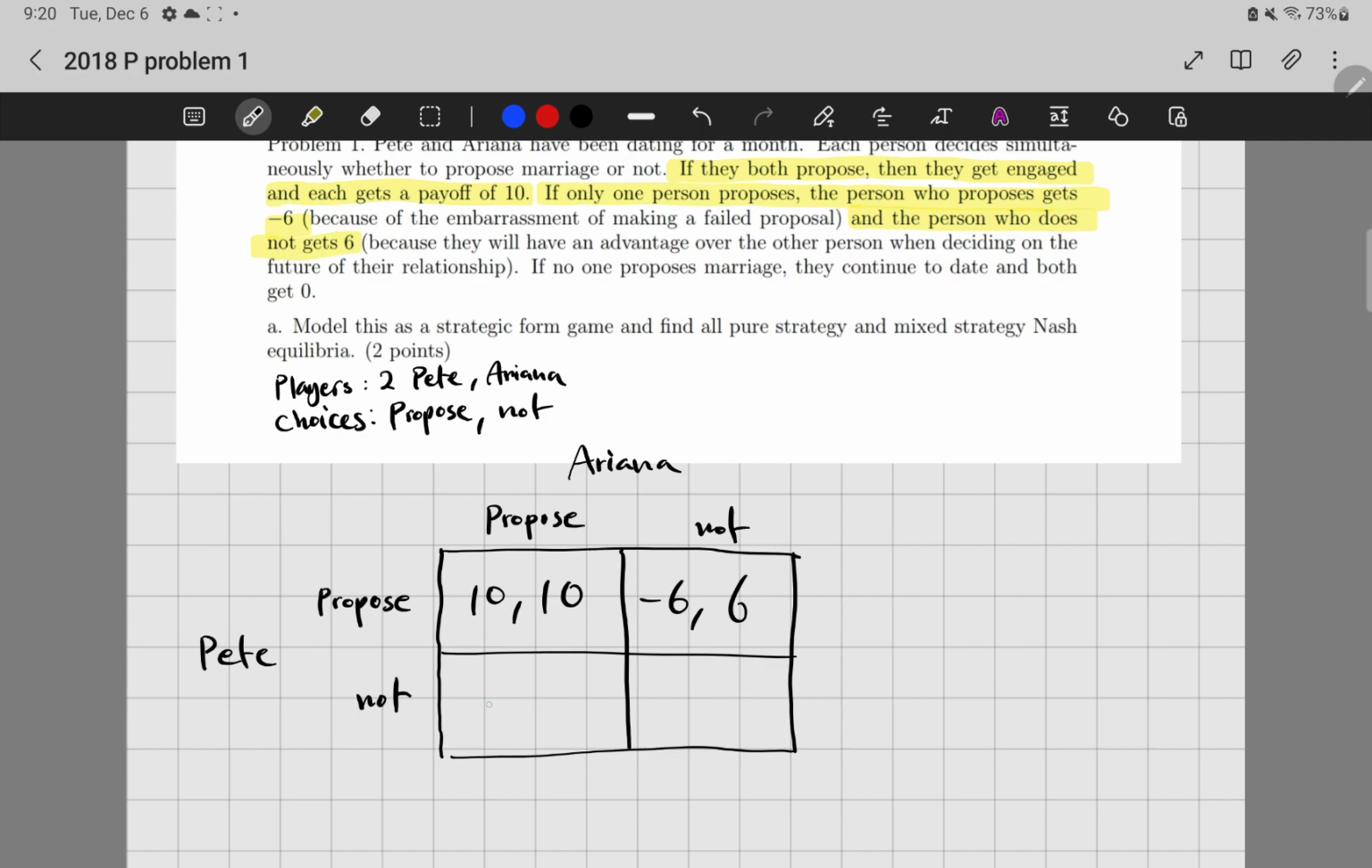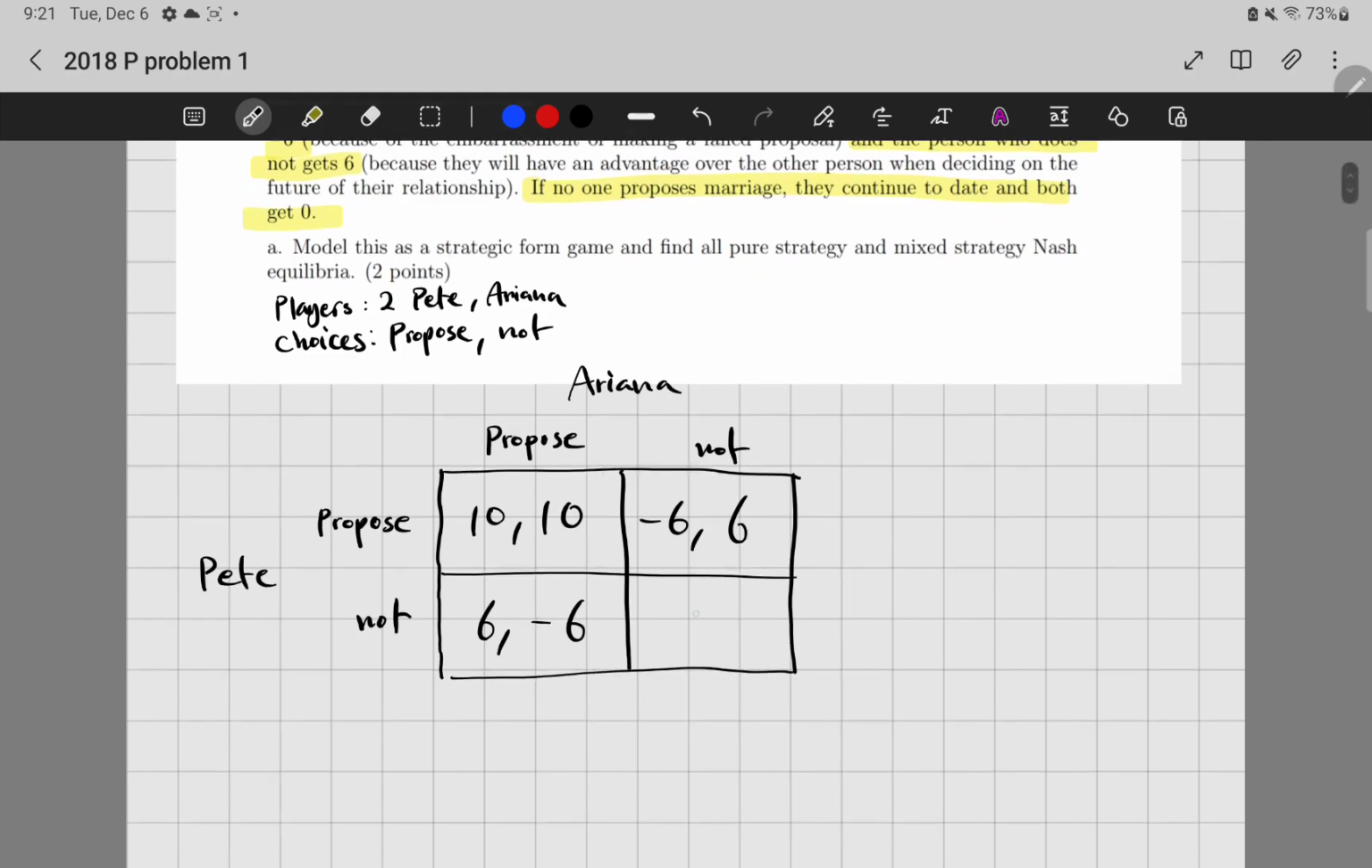For this box, it is the opposite. Ariana is the one that's proposing, and Pete is the one that's not proposing. So Pete will get a payoff of 6, and Ariana will get a payoff of -6. And for the last box, it says, if no one proposes marriage, they continue to date and both get 0. So you can put 0 and 0. Now we have to find the pure strategy and mixed strategy Nash equilibria.